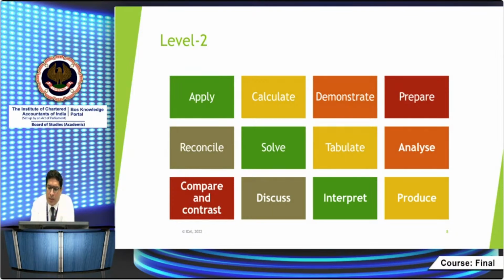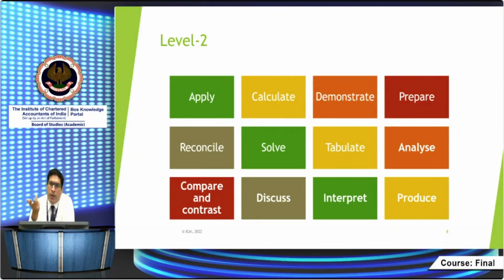Compare and contrast. In compare and contrast, you have to give similarities and differences. Construct is like prepare, but here you have to further go ahead, and you have to give proper reasoning as why you put things.